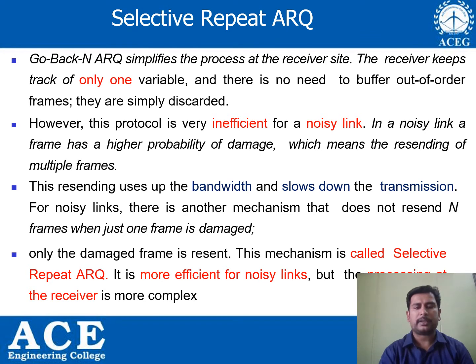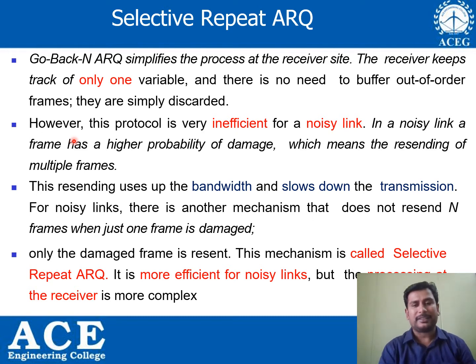Go Back N Automatic Repeat Request simplifies the process at the receiver side. What is happening in it? The receiver keeps track of only one variable, Rn, and there is no need for a buffer for out of order frames, because those frames are discarded. For instance, if the receiver's Rn number is 2 and I receive frames 3, 4, 5, all those frames will be discarded, and I will only consider the frame with sequence number 2.